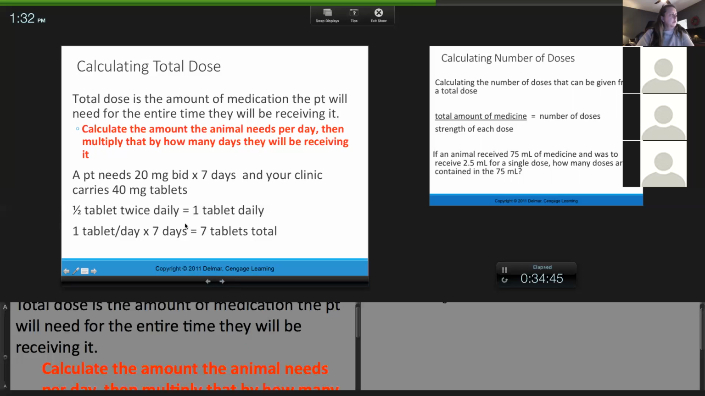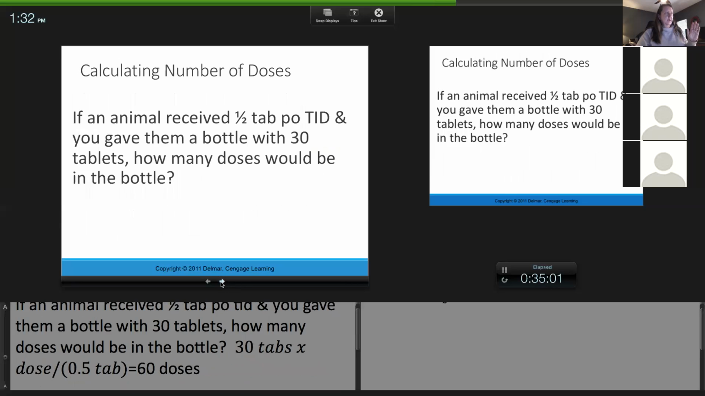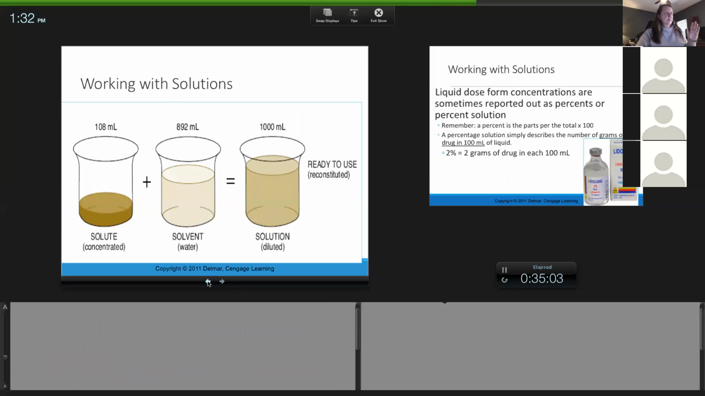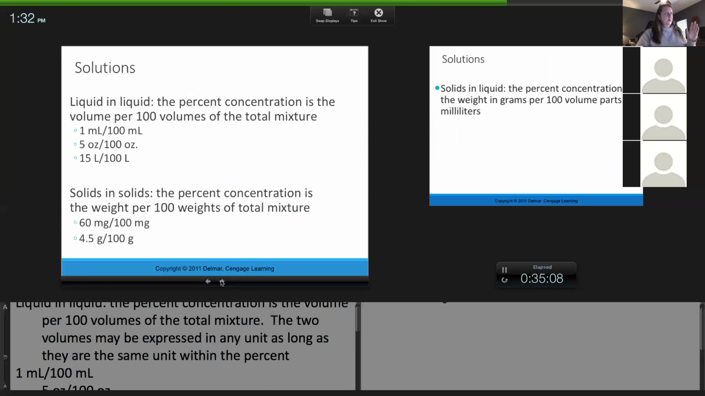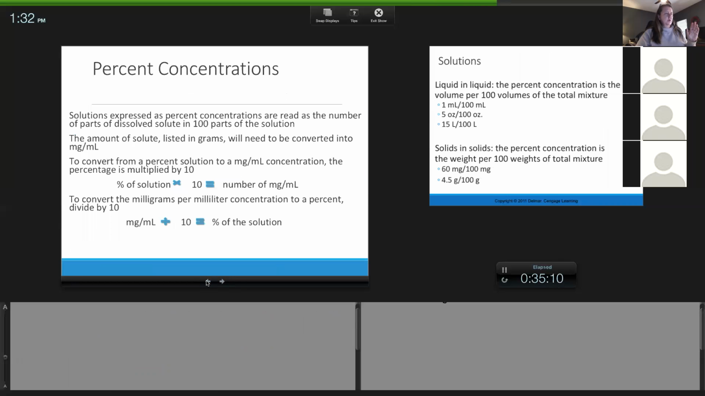Actually, I need to pause here. So what is the answer if you have 6% and grams per 100 mils? So if that's on the homework, I can jump ahead and look at the percent problem, okay? Let me get to percent concentrations. Okay, so you have 6%, 6 grams over 100 mils.